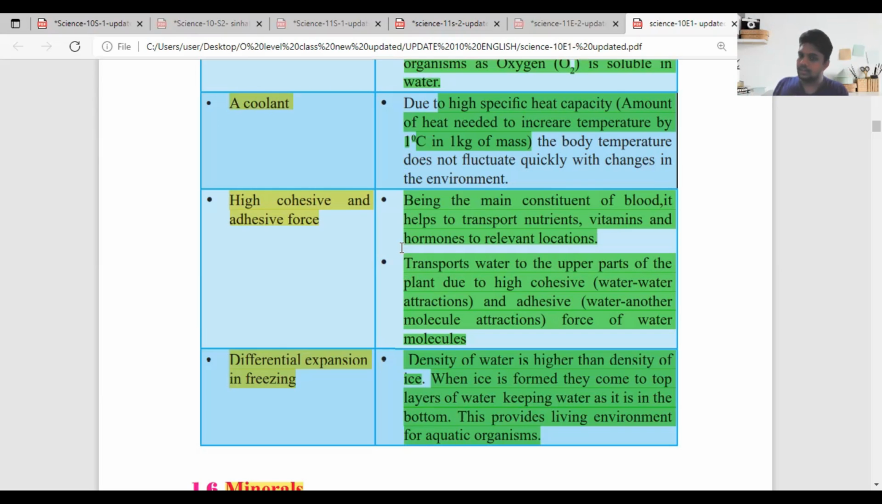An adhesive attraction means the attraction between water and another molecule. It means the water and the transporting media of the plant, the walls of the plant. So from the cohesive attraction, water molecules bind with each other. From the adhesive attraction, water is attracted to the substance or the wall that it is transported through. In that sense, it helps to transport water from one end to another. So these cohesive and adhesive forces are both very important for us.